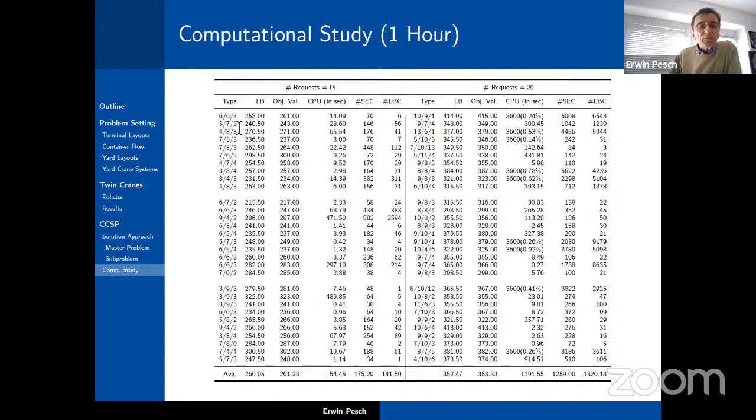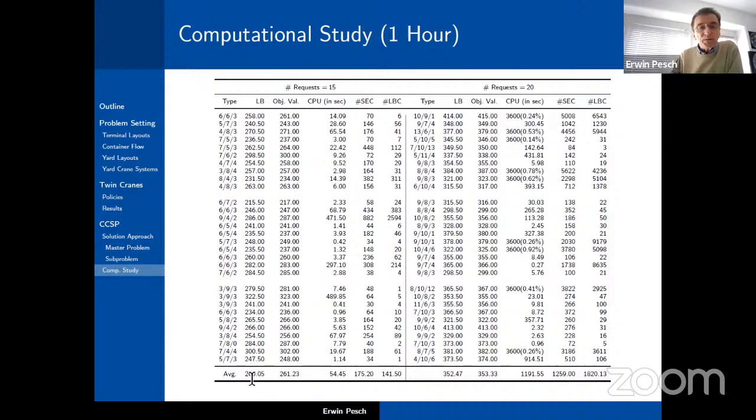Let me introduce first the results for the 15 and 20 requests. So here you have three numbers: the number of outbound, inbound, and housekeeping requests. The numbers are randomly generated. Then you have here the lower bounds. The lower bound is the lower bound at the root node of our master problem, where we do not include a single ZAPTO elimination constraint and not a single Benders constraint. So without these constraints, it is the optimal solution of the master problem in the root node. This is the objective value that we obtained. So these are the optimal values for this data here. The CPU times are listed here, and the number of ZAPTO elimination constraints that we added, and the number of logic-based Benders constraints. In the last row, you see the average values.